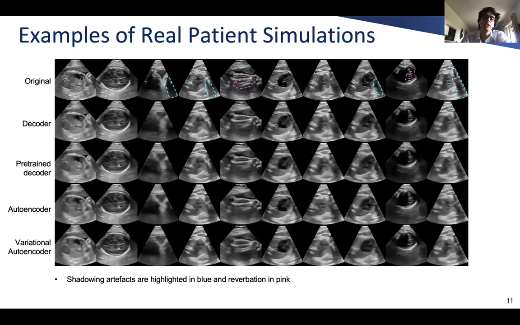Moving on to real patient simulations, we can see a great increase in image quality. This may be due to the fact that the dataset was larger and also its samples were more densely distributed. We can see that we are able to simulate complex artifacts such as shadowing and reverberation, but this observation must be backed by the results of the experiments previously discussed.